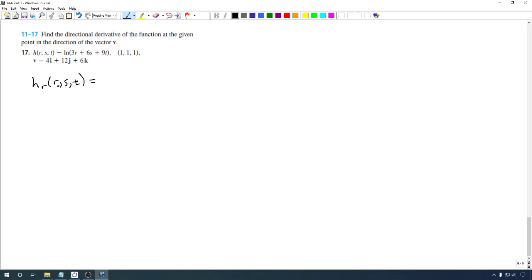Partial derivative with respect to r. Well, now we're dealing with a natural logarithm, so we're going to have to use the chain rule here. The derivative of the natural logarithm is 1 over what's inside of it. So we end up with 1 over 3r plus 6s plus 9t. But now we need to multiply by the derivative of the inside. The derivative of 3r plus 6s plus 9t with respect to r. Well, the 6s and the 9t don't matter. Derivative of 3r is 3. If we go ahead and plug in 1, 1, 1, we have 3 on top, and the bottom is 3 plus 6 plus 9. That's 18. Or in other words, we get 1 over 6.